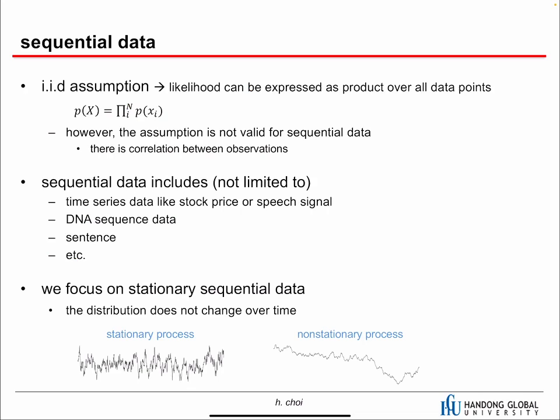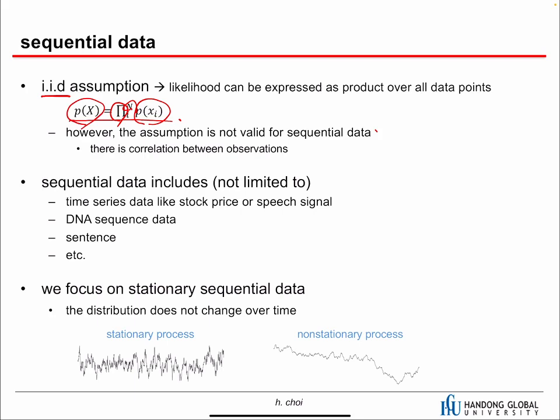So first, the sequential data. In pattern recognition or machine learning, we usually assume that the data samples are IID, identically independently distributed. This is the basic assumption. In this case, the likelihood can be expressed as the product over all data points. When we have n samples, this is the likelihood for one sample, and the likelihood of all the data samples is just the product. But this assumption is not valid for sequential data.